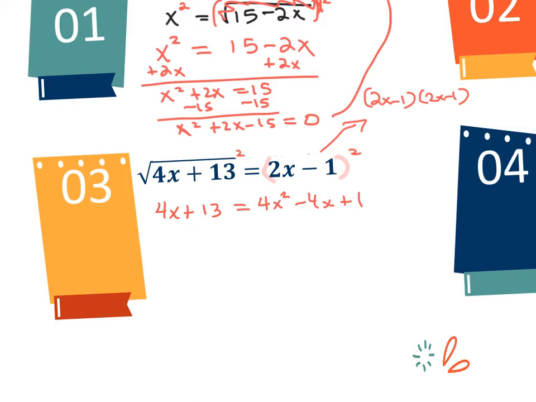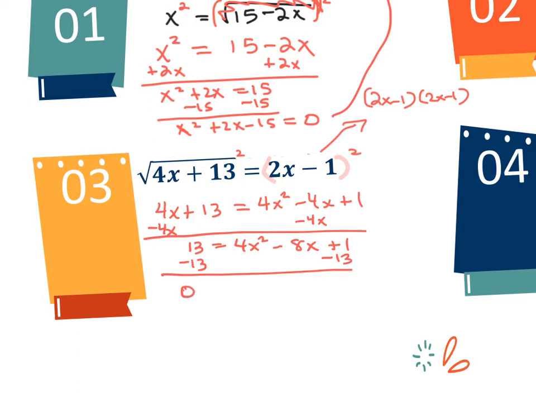Next I need to get my equation set equal to 0. So I'm going to subtract 4x from both sides. If you'd rather move the 13 first, you can also do that. Now I like to keep my x squared term positive, so this is why I'm moving the terms to the other side. So now I have 0 equals 4x squared minus 8x minus 12.